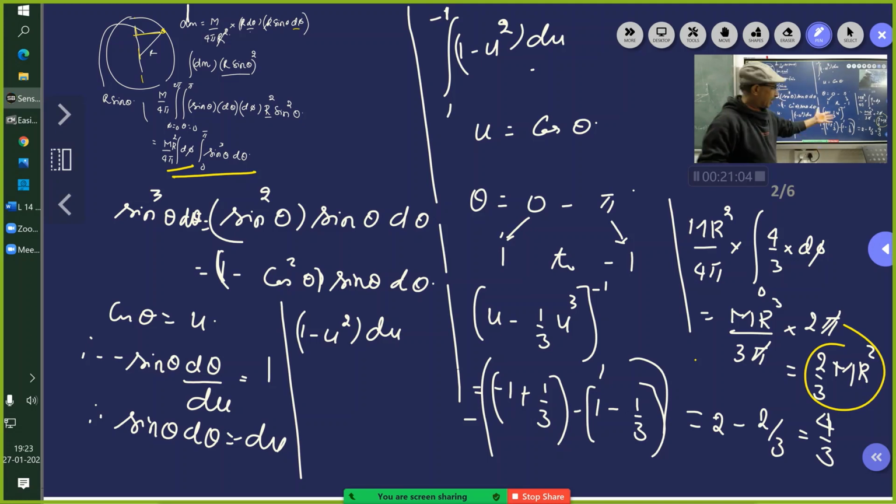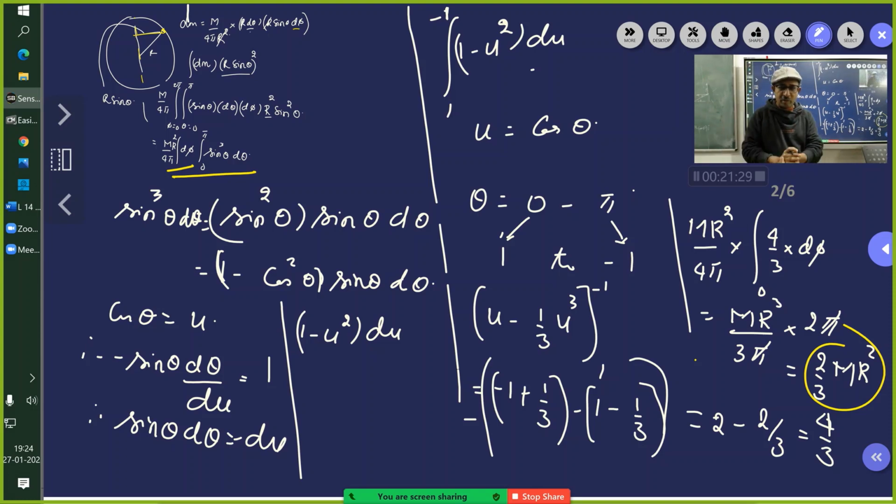Sorry, I didn't want to spend much time integrating and all. You will learn this, it's not a big thing, but I did it in a simple way for you. So we got the answer 2 by 3 m r square. Anybody knows that for a hollow sphere it is 2 by 3 m r square? Okay, fine. We found out what the mistakes were.